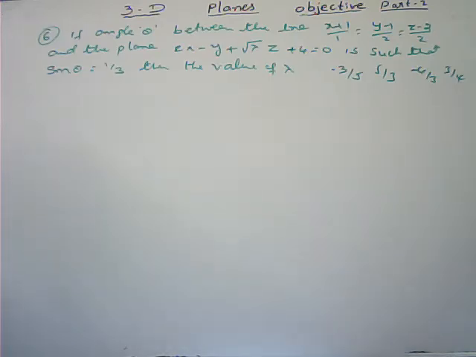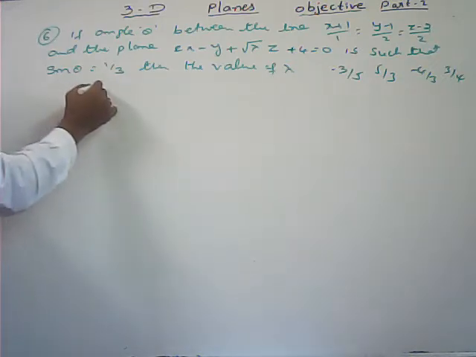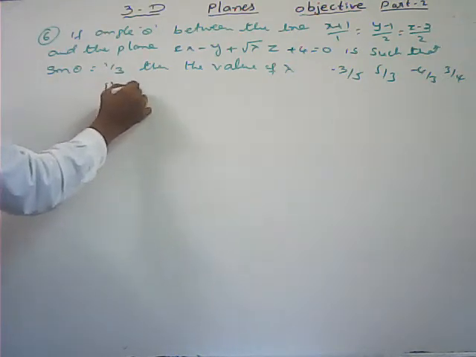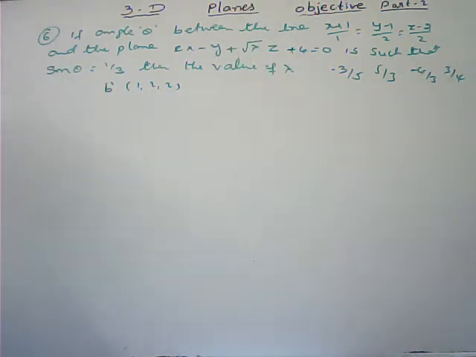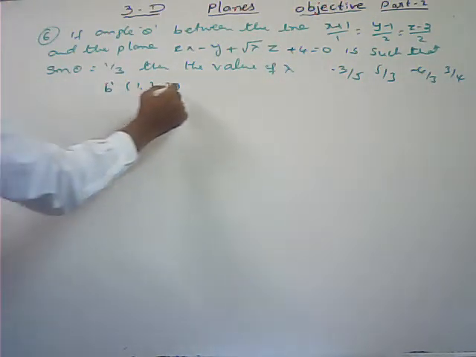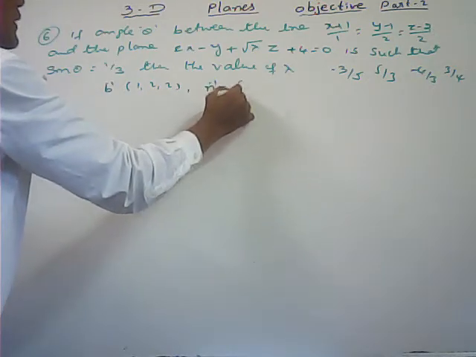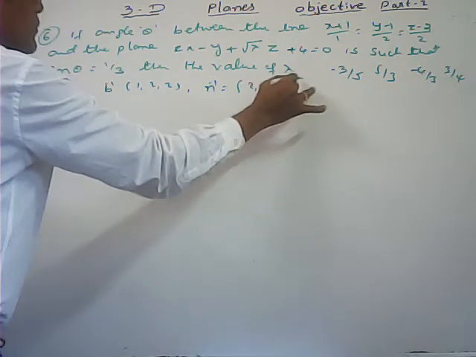Next one. If angle theta between the line and the plane. Here what are the parallel DRs of the line? b bar, that is 1, 2, 2. That is in the standard form, x minus x1, y minus y1, z minus z1. And n bar is equal to the normal DRs of the plane, 2, minus 1, root lambda.